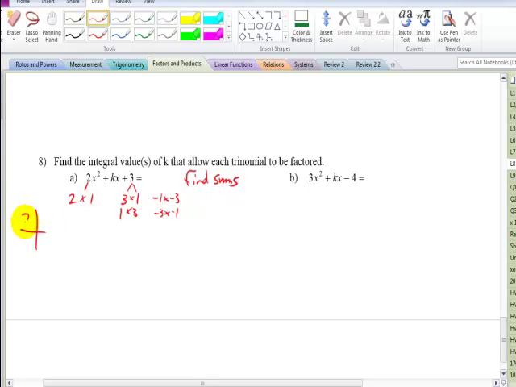So what you want to do right now is do all your squares. 2 and 1, 3 and 1. 2 and 1, 1 and 3. 2 and 1, negative 1, negative 3. 2 and 1, negative 3, negative 1. Now find all your sums. So all we're doing is checking all possible combinations.